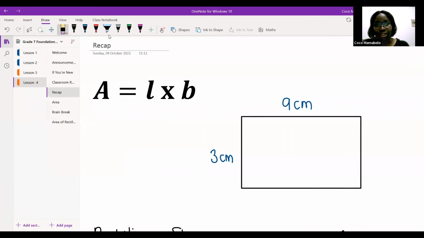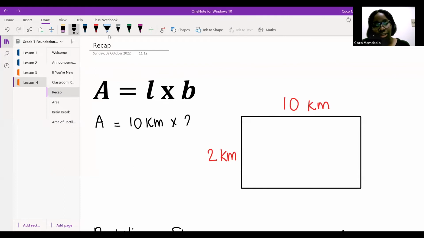I'm going to tell you guys now that this side over here is 10 kilometers. And over here, we have 2 kilometers. Give me an answer in the chat, guys. A is equal to 10 kilometers multiplied by 2 kilometers. Therefore, A, capital letter A, Samkelo, A is equal to 20 kilometers squared. Good, guys. Very, very good.